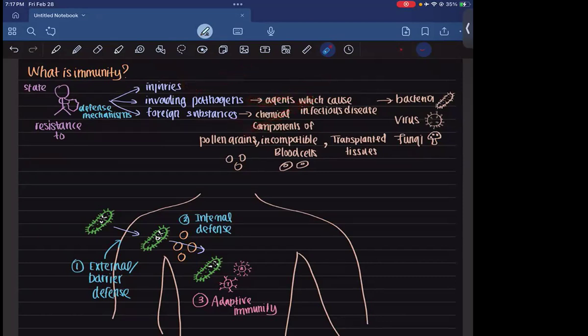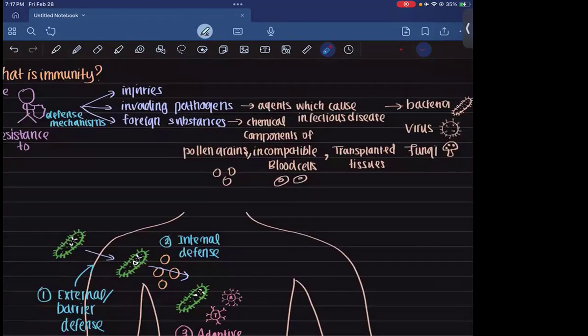Now you might think, okay, injury is fine, but invading pathogens and foreign substances all look the same, right? No, they're not the same. So let's see what's the difference between invading pathogens and foreign substances. Invading pathogens means external organisms which can come into your body and interrupt your body functions, like bacteria, virus, fungi. So these are pathogens. So these are some microorganisms.